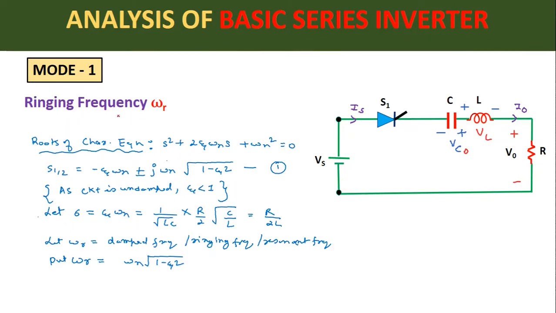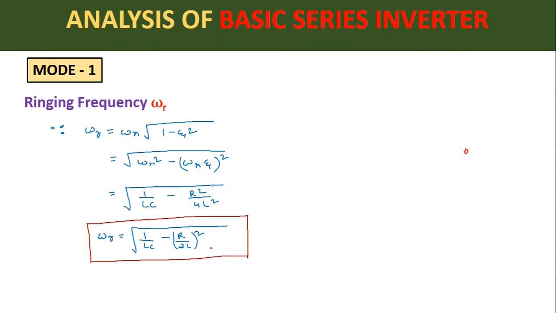Next derivation is the ringing frequency. So to find out the ringing frequency omega r, this is the angular frequency. For this we will take the roots of the characteristic equation S square plus 2 zeta omega n s plus omega n square is equal to 0. We have already found out these equations. So here we can see that omega r is equal to omega n into under root 1 minus zeta square. We will take this equation for finding out the ringing frequency.